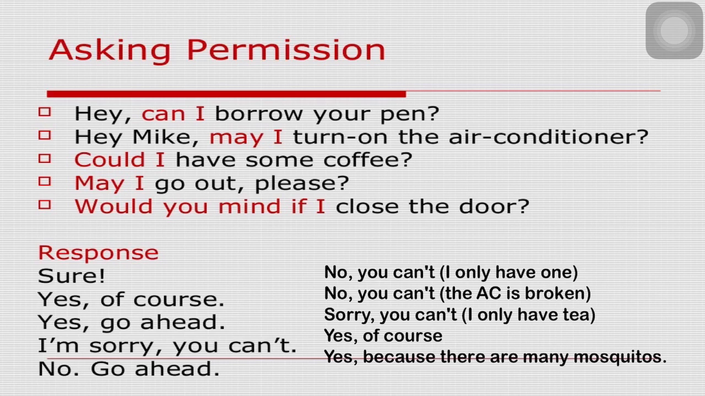Asking permission means you ask someone for permission to do something. For example, hey, can I borrow your pen? You can use this to your friend or to your little brother or little sister, someone that is younger than you, or the same as you.